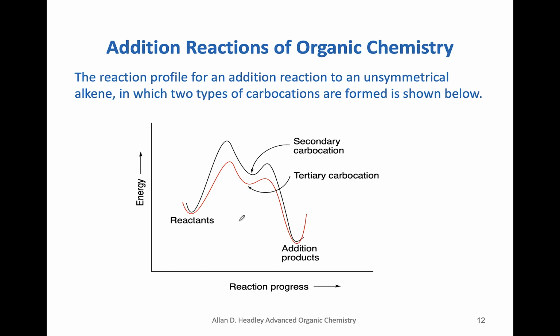In the lower regions we have more stable intermediates or reactants. So here are reactants at the same energy level, but one goes on to form the secondary carbocation and the other one goes on to form the tertiary carbocation. As you can see here, the tertiary carbocation is more stable, lower in energy than the secondary carbocation. So you'd expect more of this to be formed, hence more of that product.